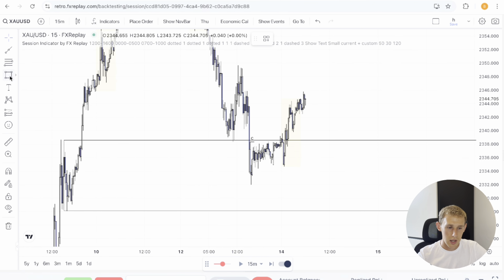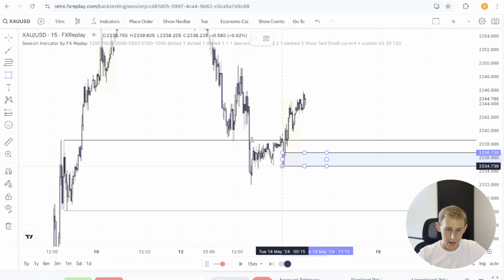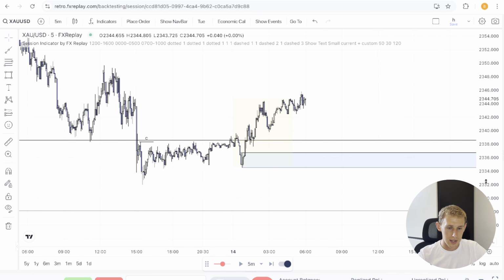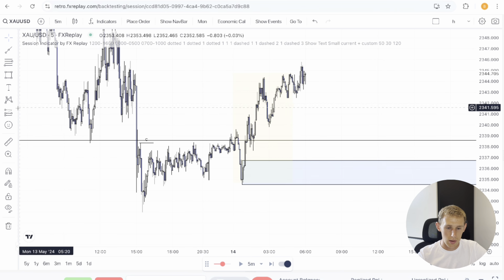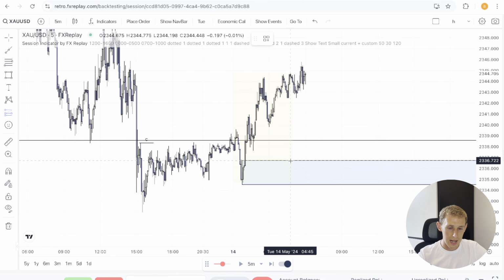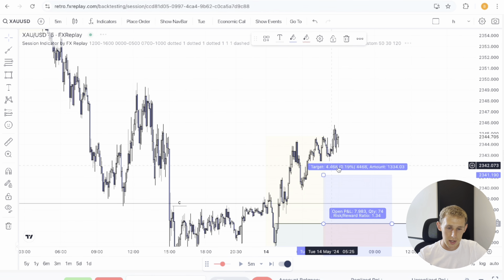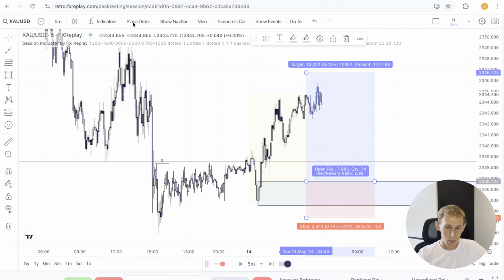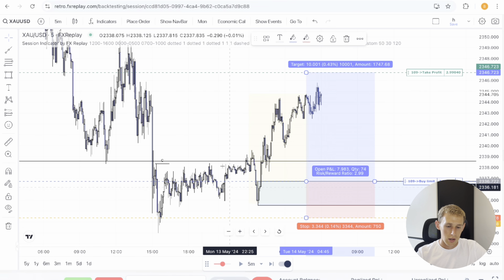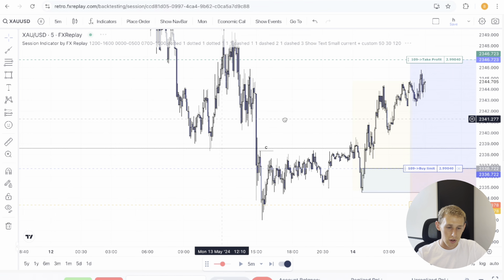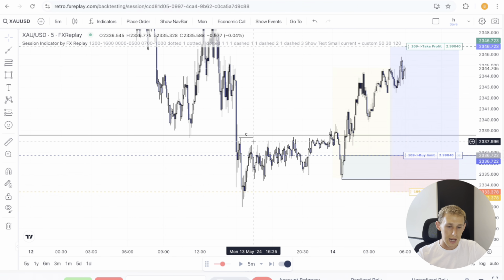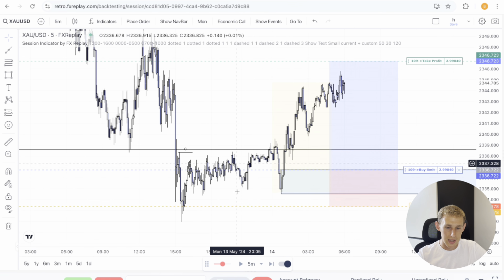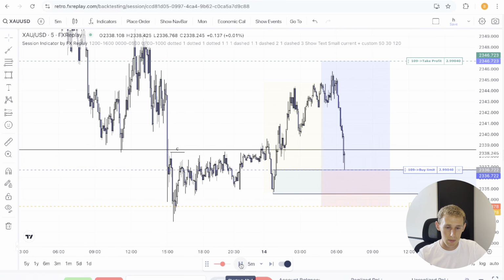M5 has given a change of character and has created this area of imbalanced demand, which is clearer to see on the M15. So based on this, I'm just going to set a limit on this area. Stop slightly below in case price wants to take Asia low. And once again, going for a 1 to 3. So yeah, explanation behind this entry. We've obviously had sweep of that first tap of the demand, change of character, imbalanced demand, below some liquidity. So this is a valid entry. I'm gonna set this.